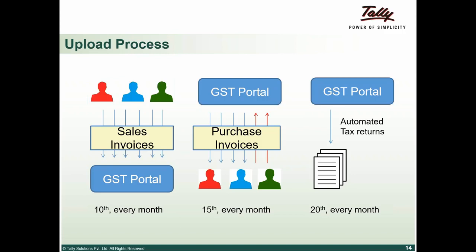So by 20th of every month, based on this information, the GSTR3, which is the monthly return, will get generated automatically. It will say, okay, this is the total turnover and this is the total tax liability, and the challan also will be made available by the portal. All we need to do is just download the challan and go and make the payment. So this needs to happen by 20th of every month.